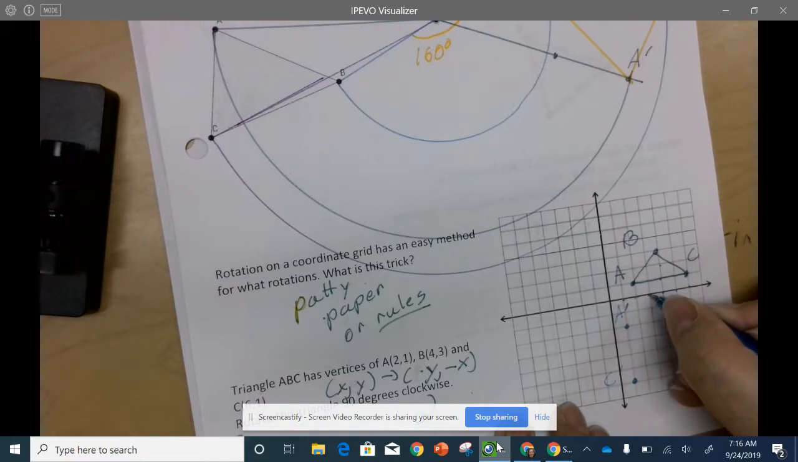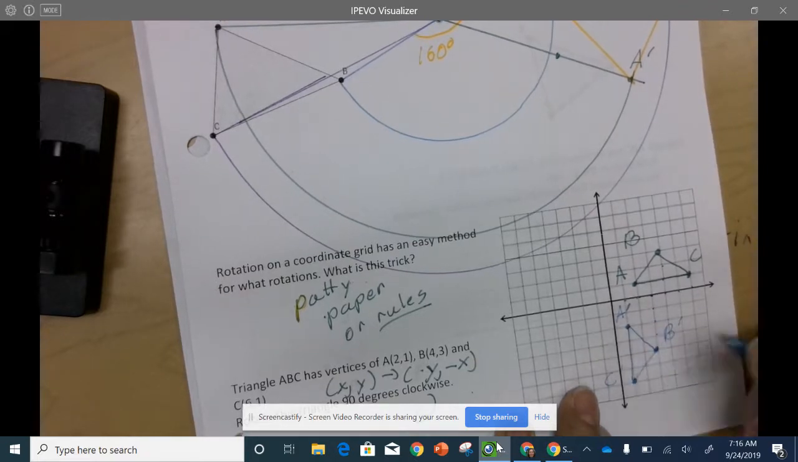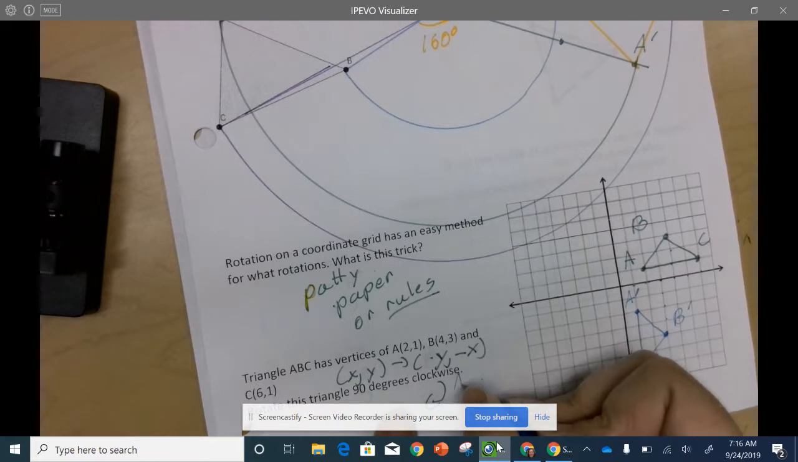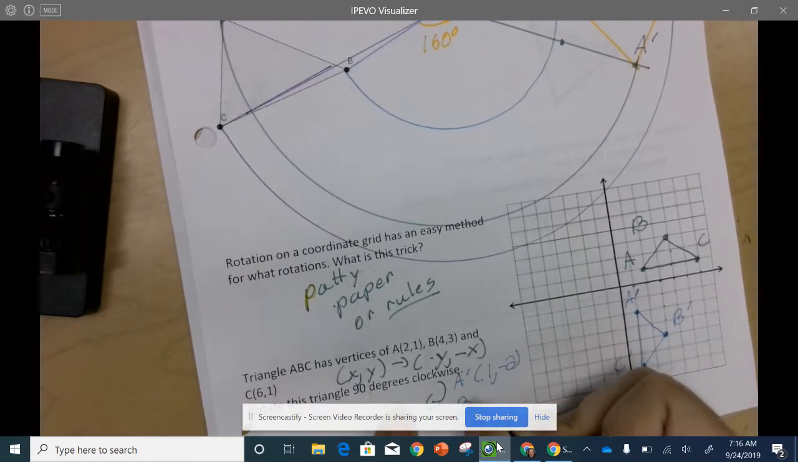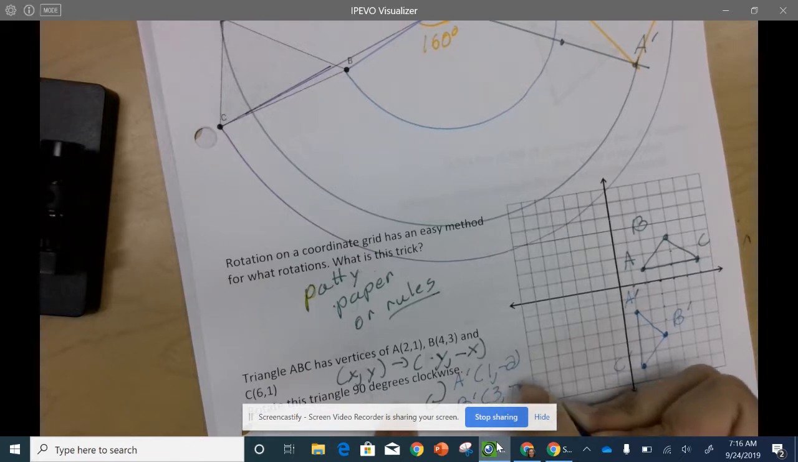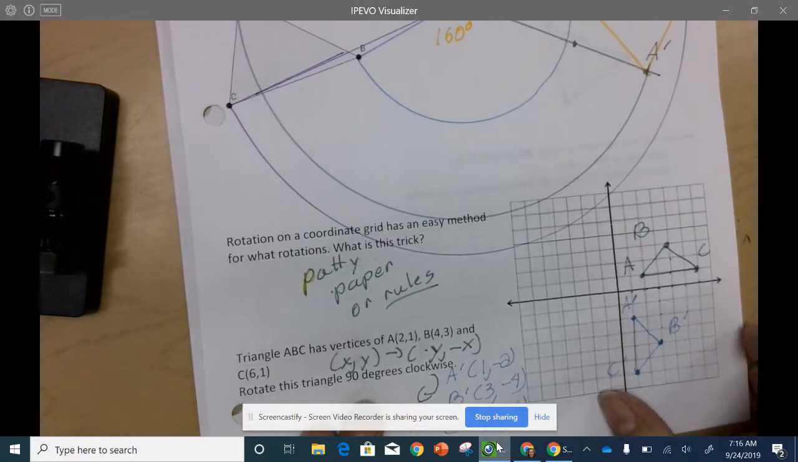Over 1, 2, 3, down 1, 2, 3, 4. So if you want to do it this way, A prime becomes 1, negative 2, B prime becomes 3, negative 4, C prime becomes 1, negative 6. Okay, so if you want to use the rules, you can use that way.